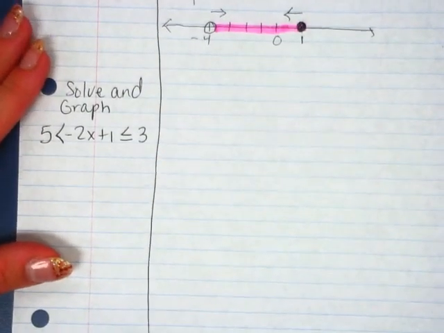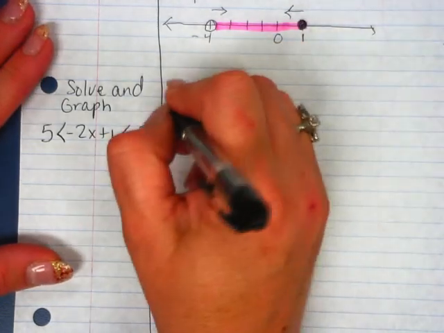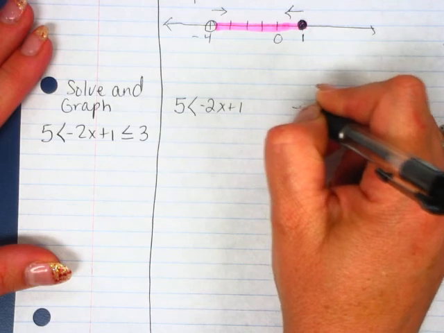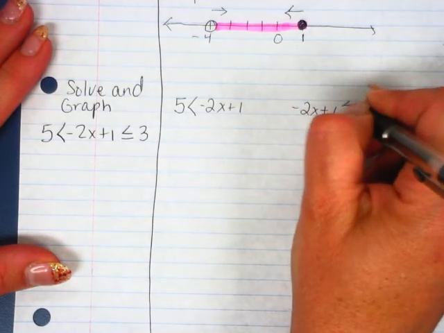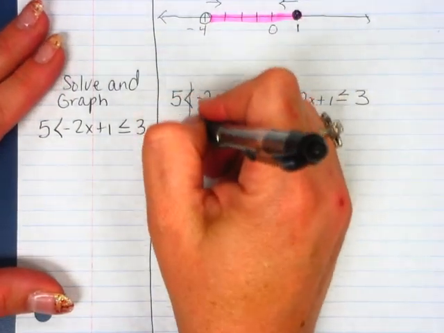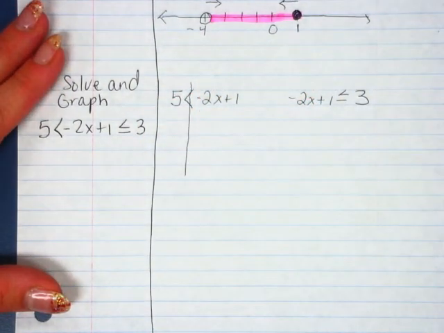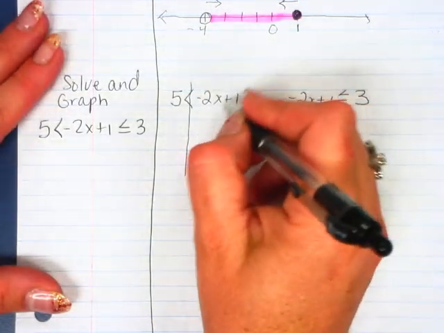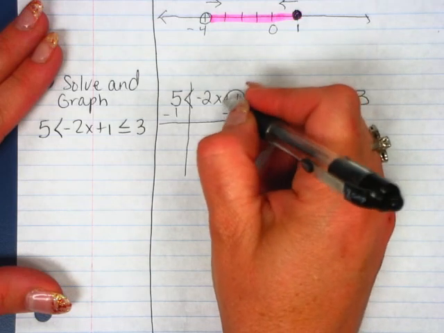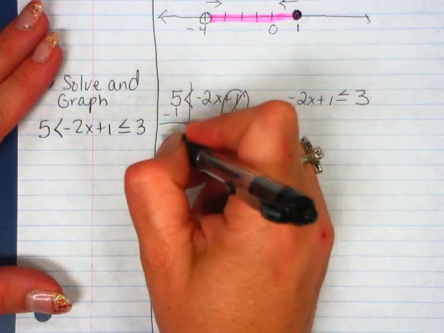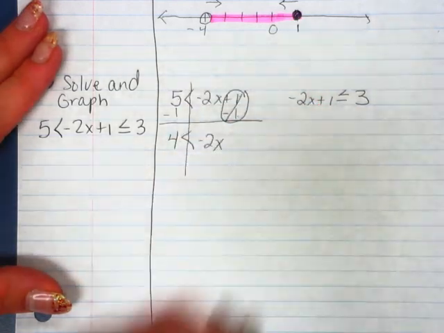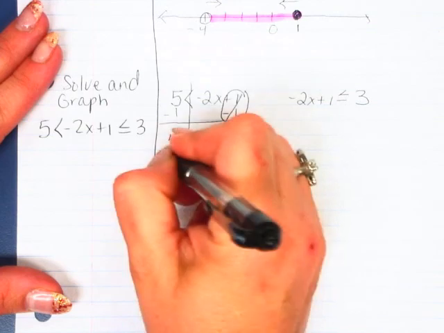Okay, solve and graph one more. So break it up. 5 is less than negative 2x plus 1. And negative 2x plus 1 is less than or equal to 3. Solving it. So draw your mirror. Opposite operations. Addition and subtraction first. Positive 1. Subtract 1 from both sides. 1 minus 1 is 0. 5 minus 1 is a positive 4. Bring down the sign. Negative 2x. Opposite operations has me dividing by negative 2.